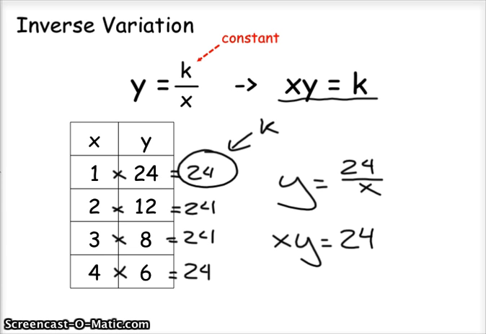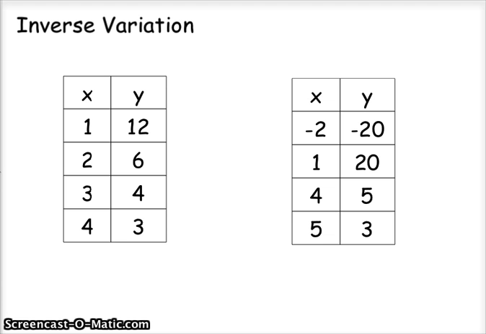A few examples for us now. Determining whether or not these two tables would meet the inverse variation requirements. Again, that means that we have x times y is going to be equal to a constant term. So we'll start with this first one.